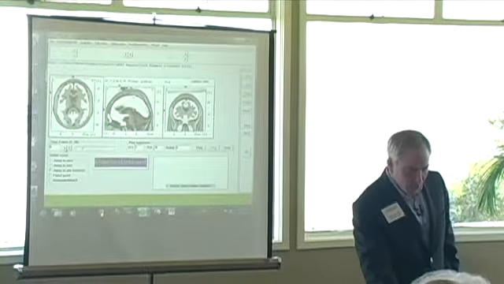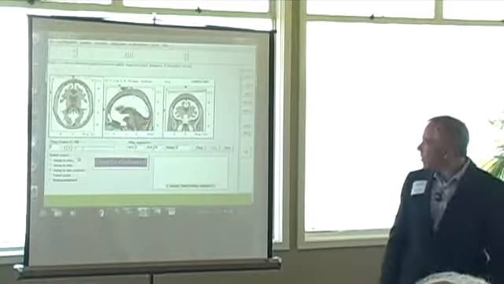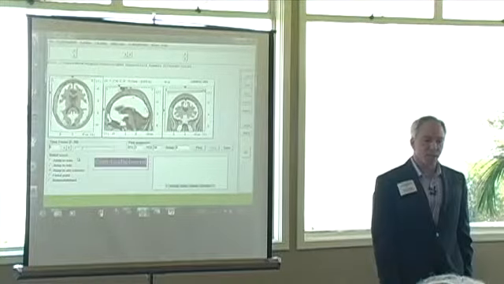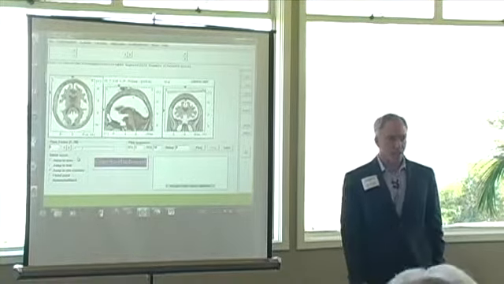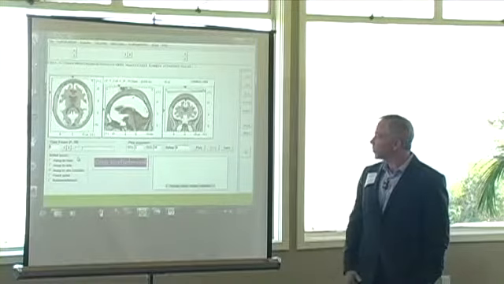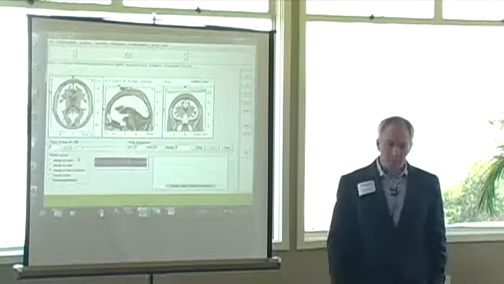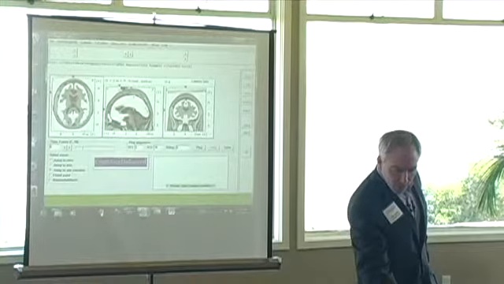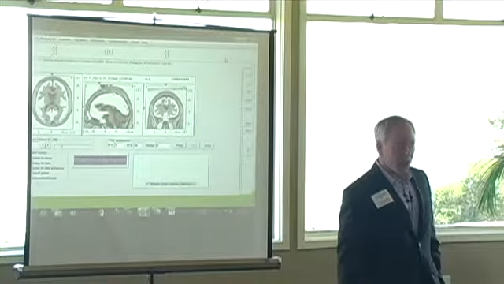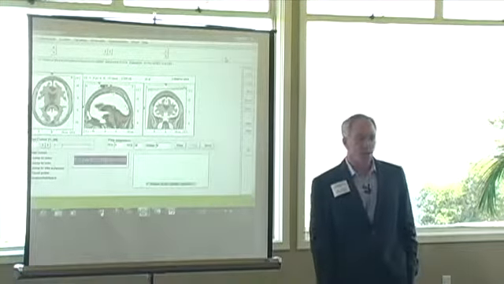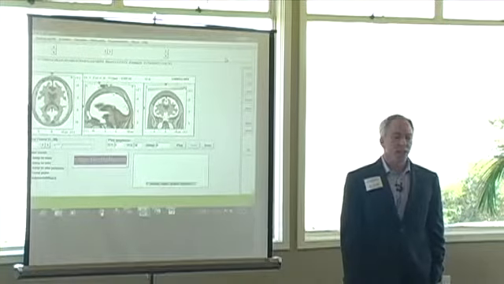Yeah, so this is some of the really interesting technology that I've been using. This is called LORETA. Let me just make that larger. LORETA stands for low resolution electromagnetic tomography, assisted EEG, basically.